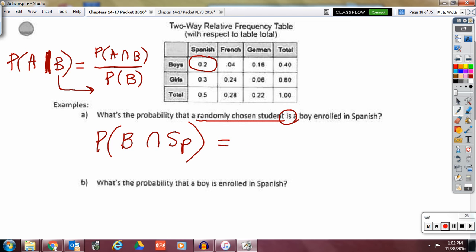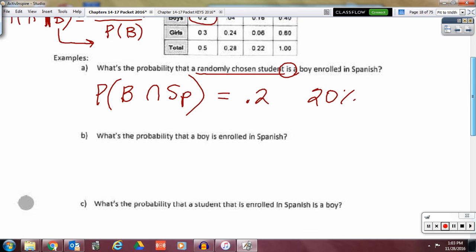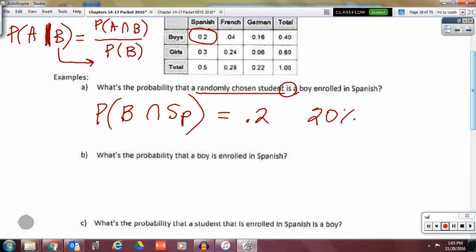Or 0.2. So, if I put all the students in a big bag, there's a 20% chance that I'm going to pull out a boy in Spanish. Okay, now, let's look at how B is worded. What is the probability that a boy is enrolled in Spanish? Have I told you any specific information about this person, or is it a randomly chosen student? I have told you it is a boy.